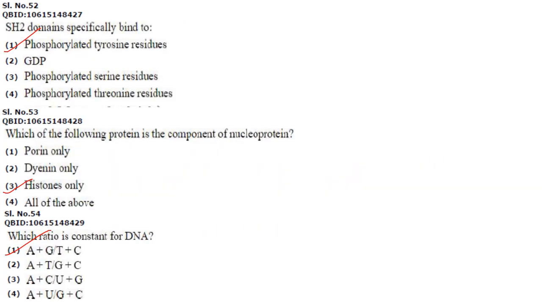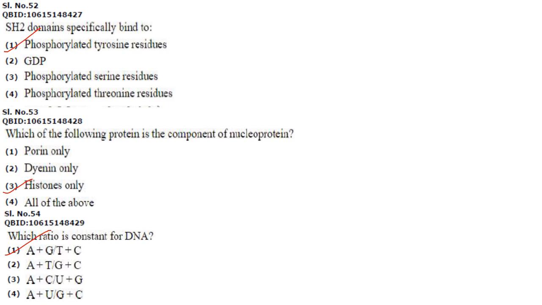Next one, SH2 domains specifically bind to. So SH2 domains are predominantly involved in tyrosine kinase signaling pathways and they recognize phosphorylated tyrosine residues within their targeted proteins. So SH2 domains specifically bind to phosphorylated tyrosine residues.